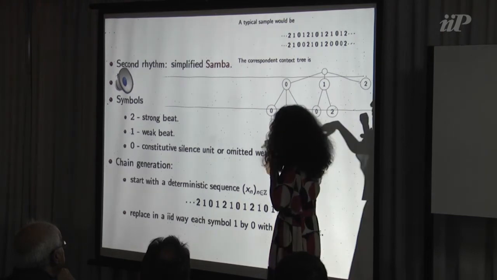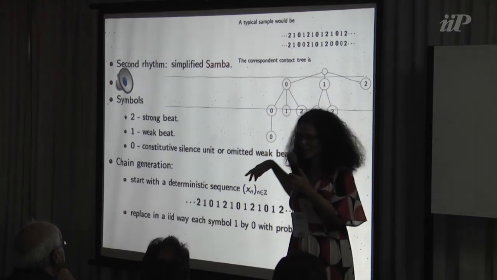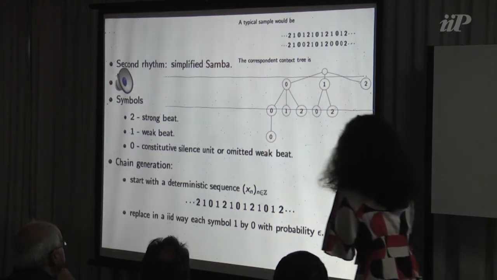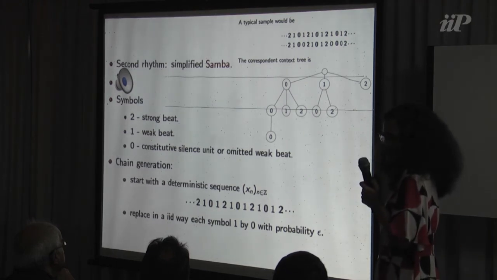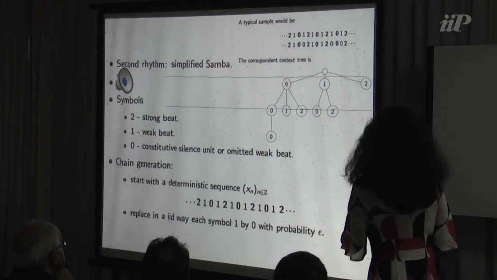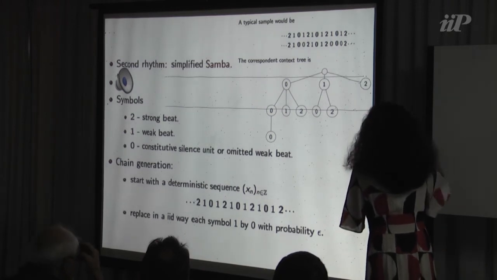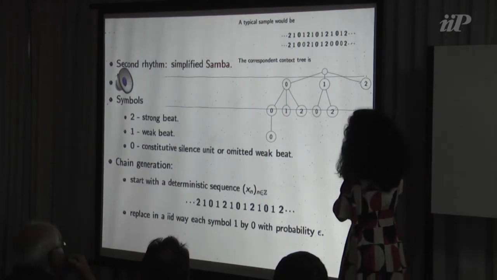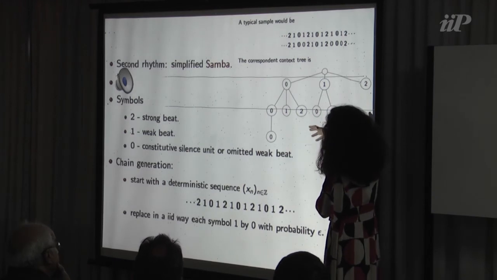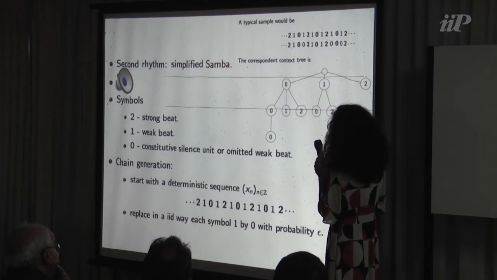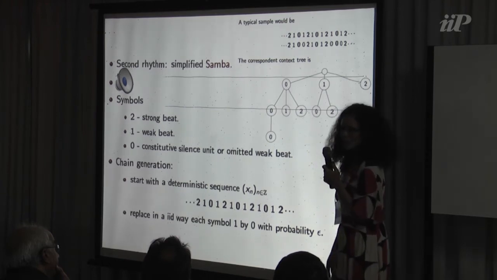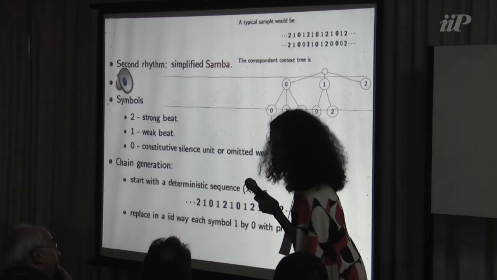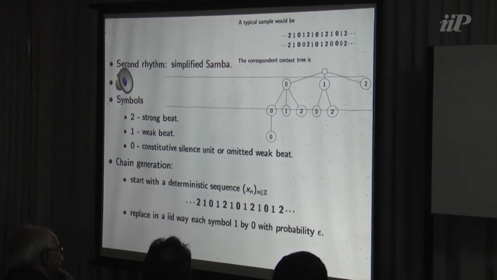So, is that clear? Yes. So, as Antonio said this morning, in fact, you can represent these constructions, this symbolic chain, by a context tree. Do you want to comment, Antonio? No, no? I don't want to comment. Okay.